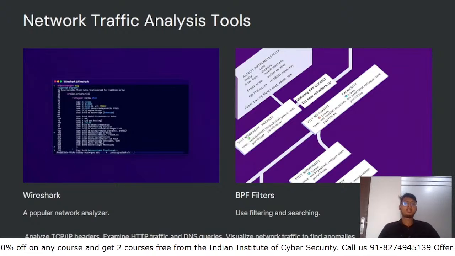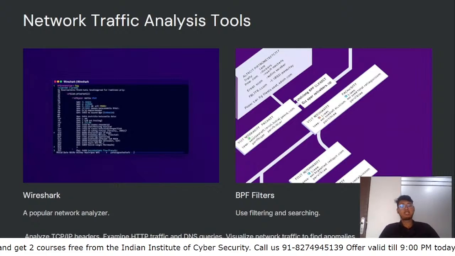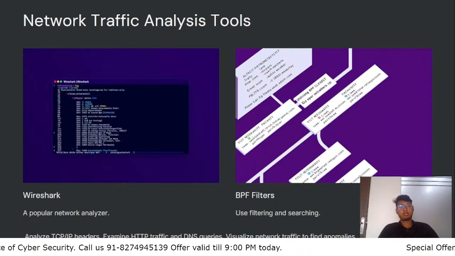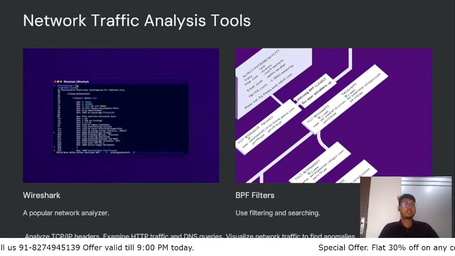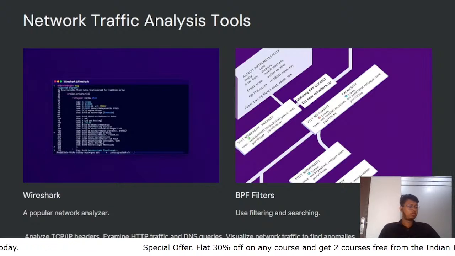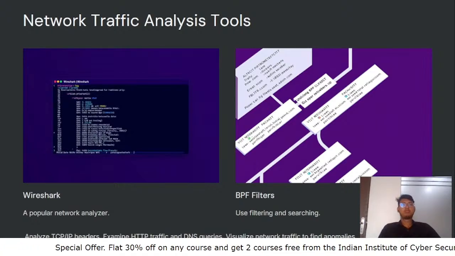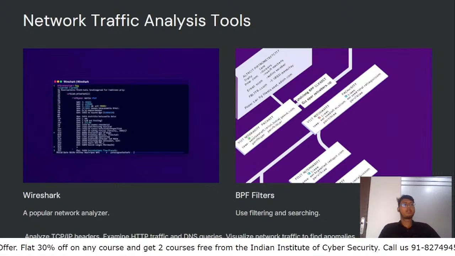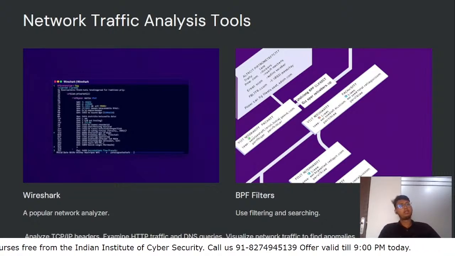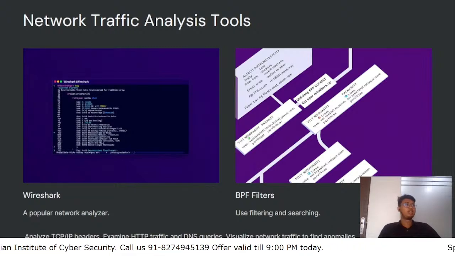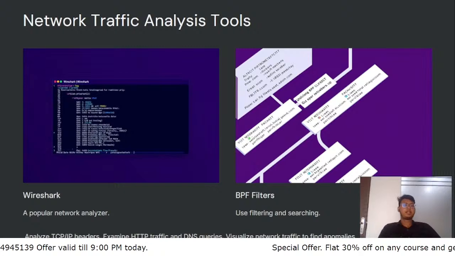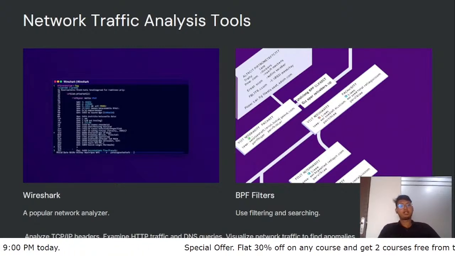In Wireshark, whenever we capture the data packets, we analyze the TCP/IP headers along with the protocol, like what protocol they are trying to communicate with. Suppose someone is trying to do ARP poisoning. If an outsider is doing ARP poisoning in our network, using the Wireshark tool we can identify that also, that someone is having the same MAC address, right? Also, examine HTTP traffic and DNS queries. We can visualize data traffic to find anomalies.